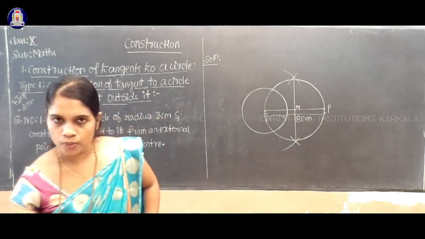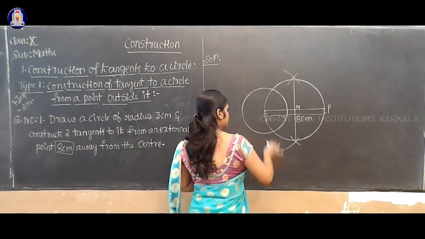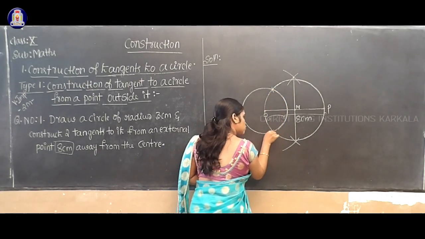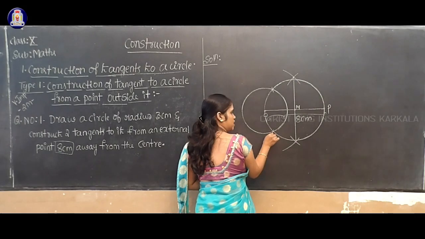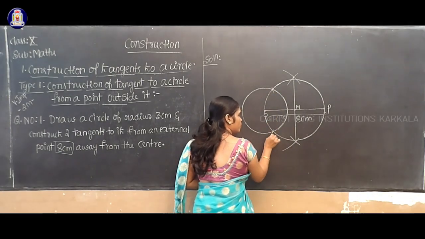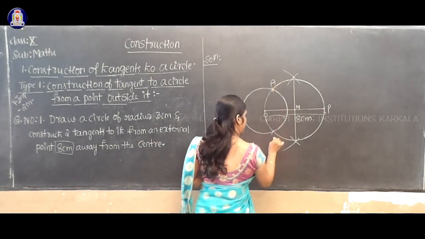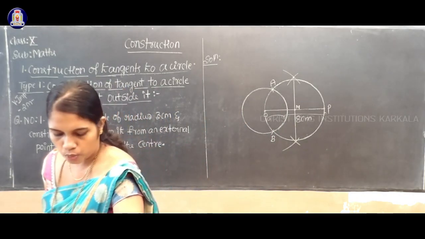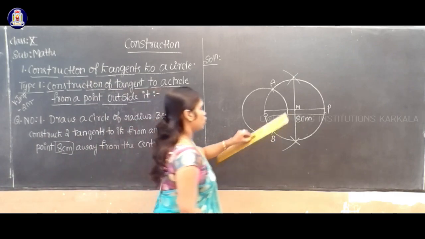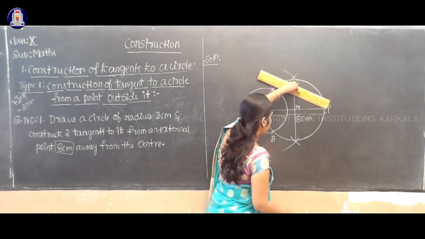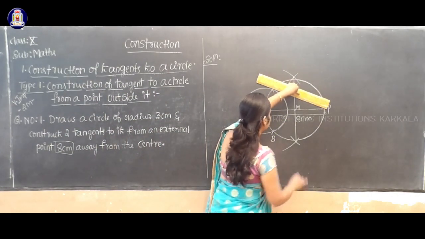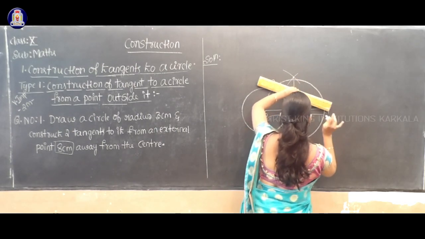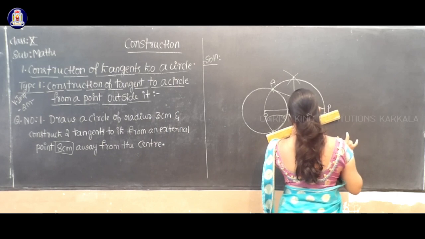See, now these two circles are intersecting at these 2 points, isn't it? Mark them as A and B. Okay. Now join AP, join this AP. Again join this B.